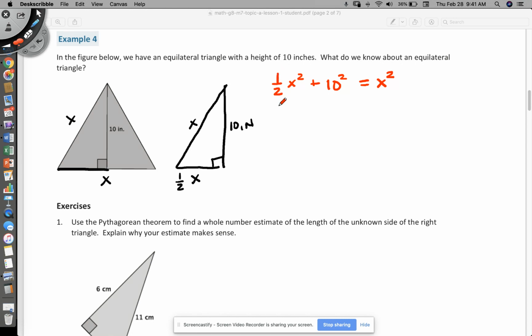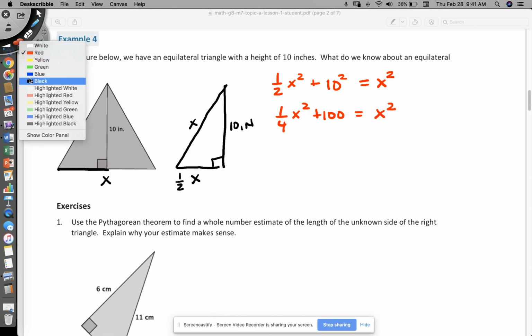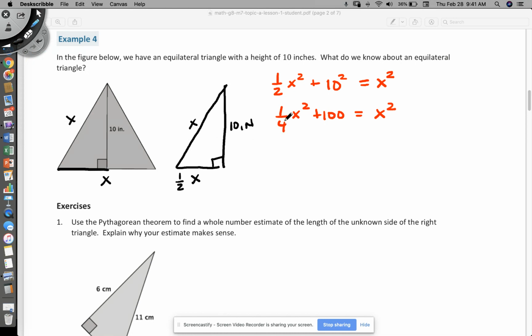So half times half gives me 1/4 x squared. 10 times 10 gives me 100. And bring down our x squared. Now what we want to do is subtract this, because I'm going to pair up my two x squareds. I can't combine 1/4 and 100 because this one doesn't have an x. But I do have two x squared, so that's what I'm going to combine. I'm going to subtract 1/4 x squared from both sides, and these cancel. This will bring down my 100.